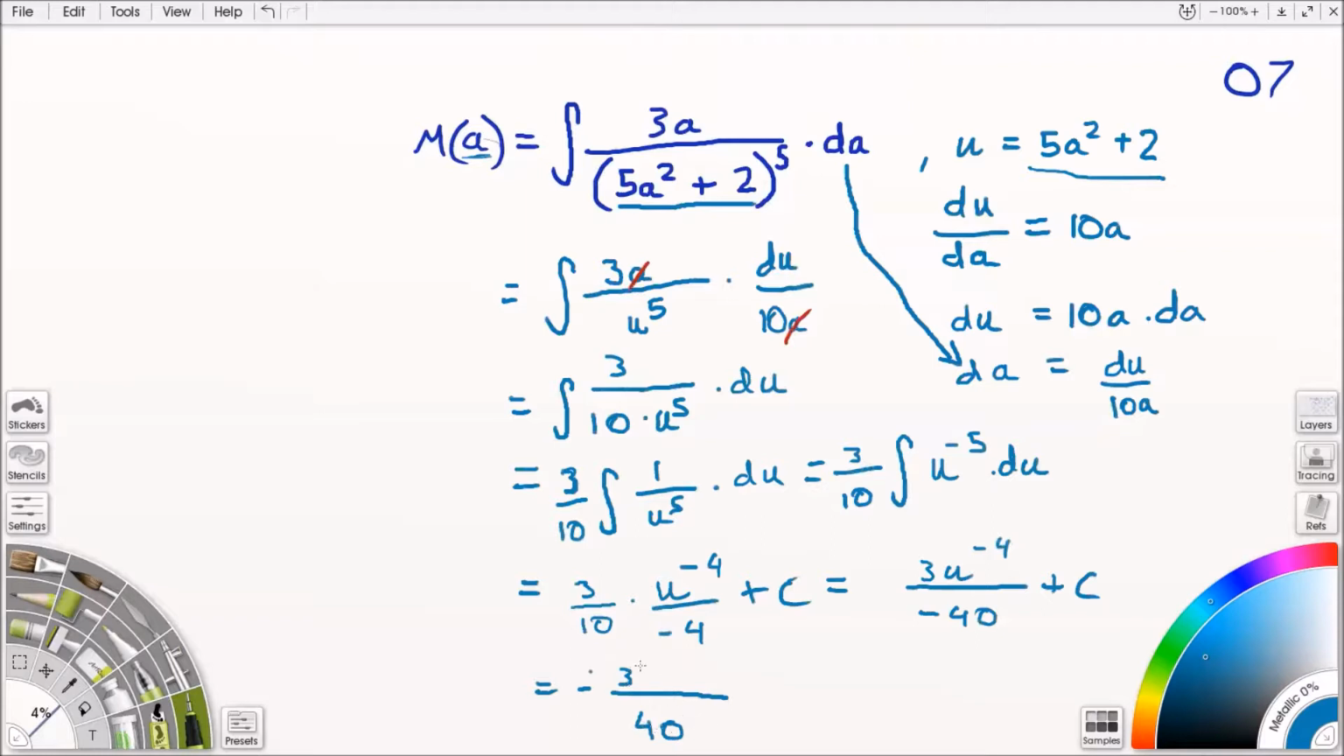I feel like I'm forgetting something down here. 5a squared plus 2, negative 4. Don't forget the negative 4 there. Plus c is equal to the integral. So let's check this in Symbolab quickly.